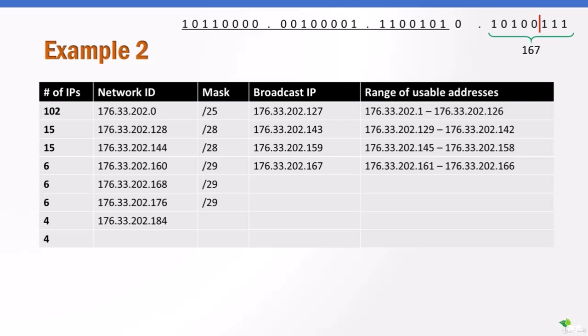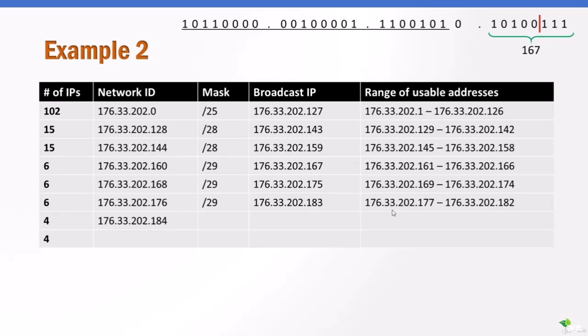Now we can cheat a little bit with the broadcast IPs. So the broadcast IP for this subnet, let me see, that's the 5th subnet, is going to be 175 because that's the network ID of the next subnet minus 1. And then the next broadcast IP is going to be 183. The ranges we don't really care about anymore. Hopefully you got how we determine the ranges of usable IP addresses.